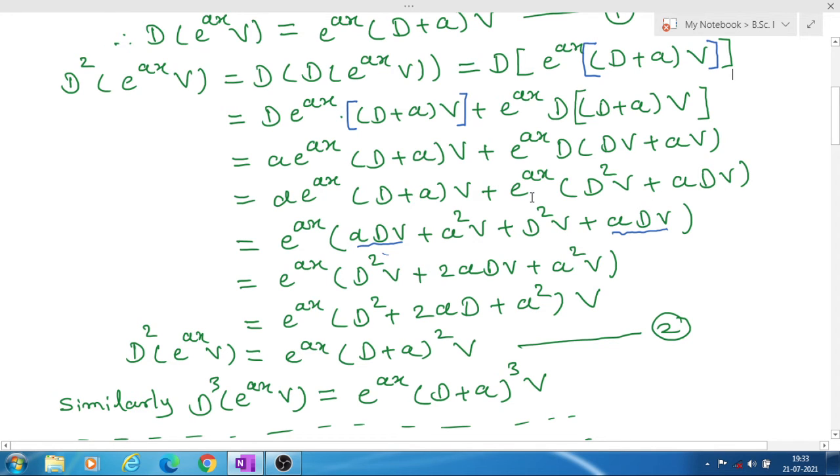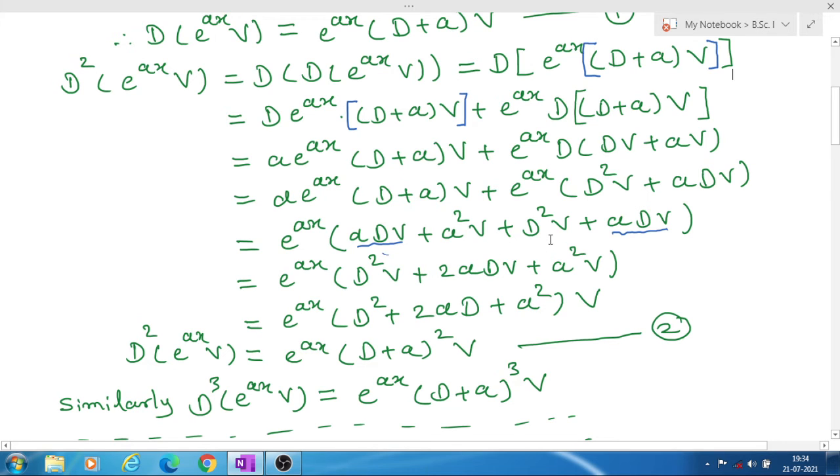Sorry, we have taken common e raised to ax. So here the bracket remains as it is. Taking e raised to ax common, here remains a into Dv plus a square into v, plus here remains the bracket D square v plus a into Dv. Now simplify this bracket.